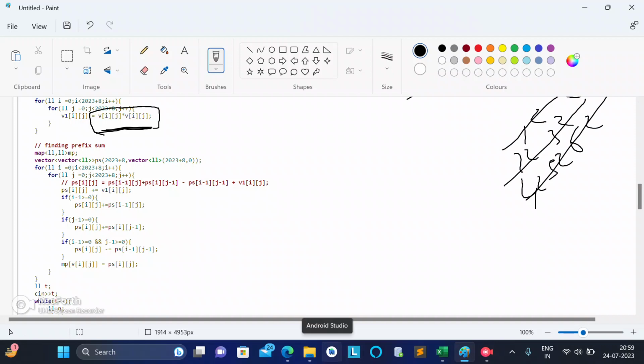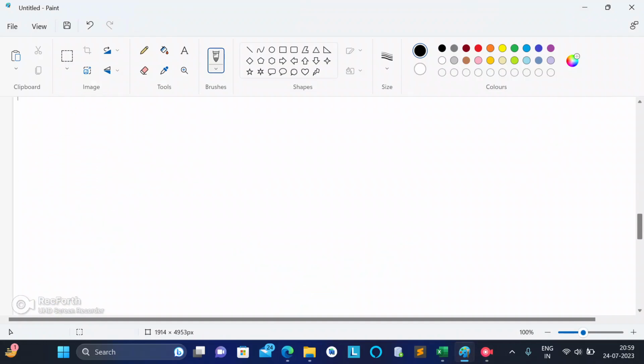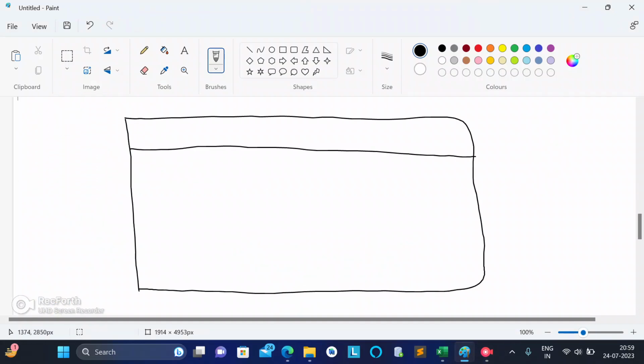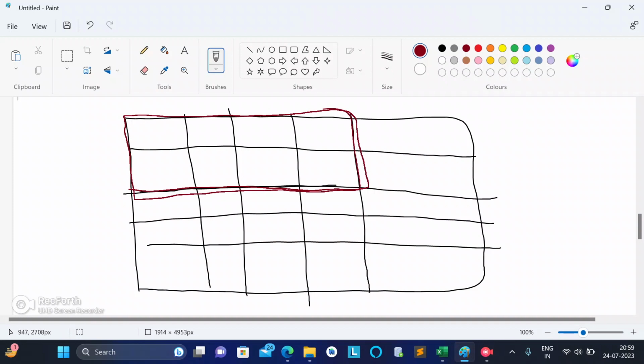Then I had applied the concept of prefix sum. So let's discuss a little bit what the prefix sum is. A 2D prefix sum is applied on a 2D matrix. So let's say we are given a 2D matrix. I want to find the sum of all the elements which I have marked here. If I want to find that, then I will say, okay, this is, let's say, I comma j. So this is I comma j minus 1. This will be I minus 1 comma j, and this will be I minus 1 comma j minus 1.